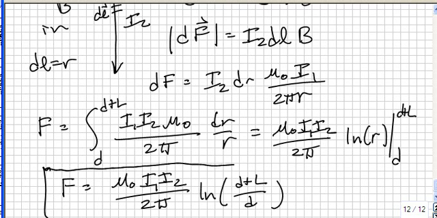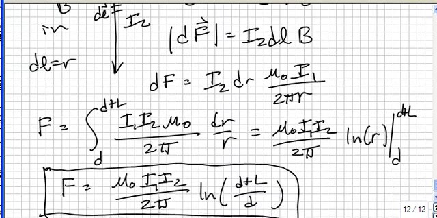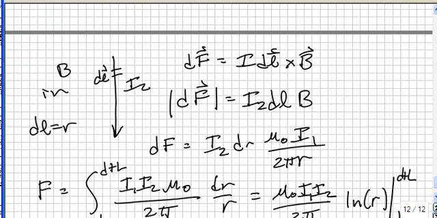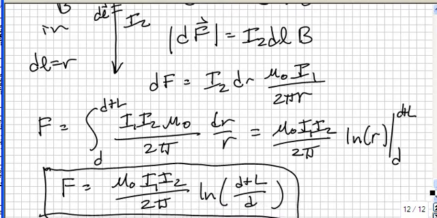Oops, box around it. Okay, so there's the magnitude of the force that's exerted on the wire segment by the long wire. You can also ask which way things point. Again, you can't see this. I point my fingers along I2, and I can curl in the direction of B into the page. I see that the force actually points to the right.